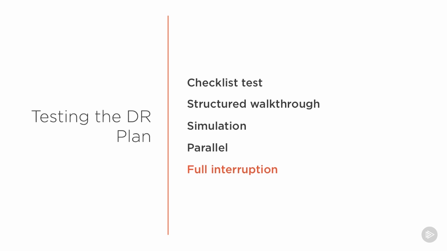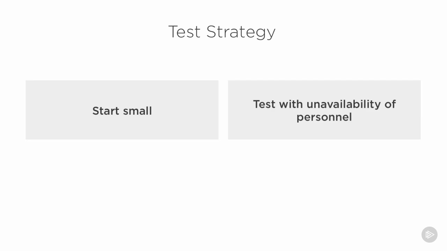A full interruption is where we actually do cause an outage so that things will fail over to an opposite, should we say, processing capability. But that's always high risk and should only be done, of course, with the consent of management. So our test strategy is to start small and then become a little bit more complex. Remember, when we test, also test what would happen if my key people weren't available. We want to make sure that we're ready for that.